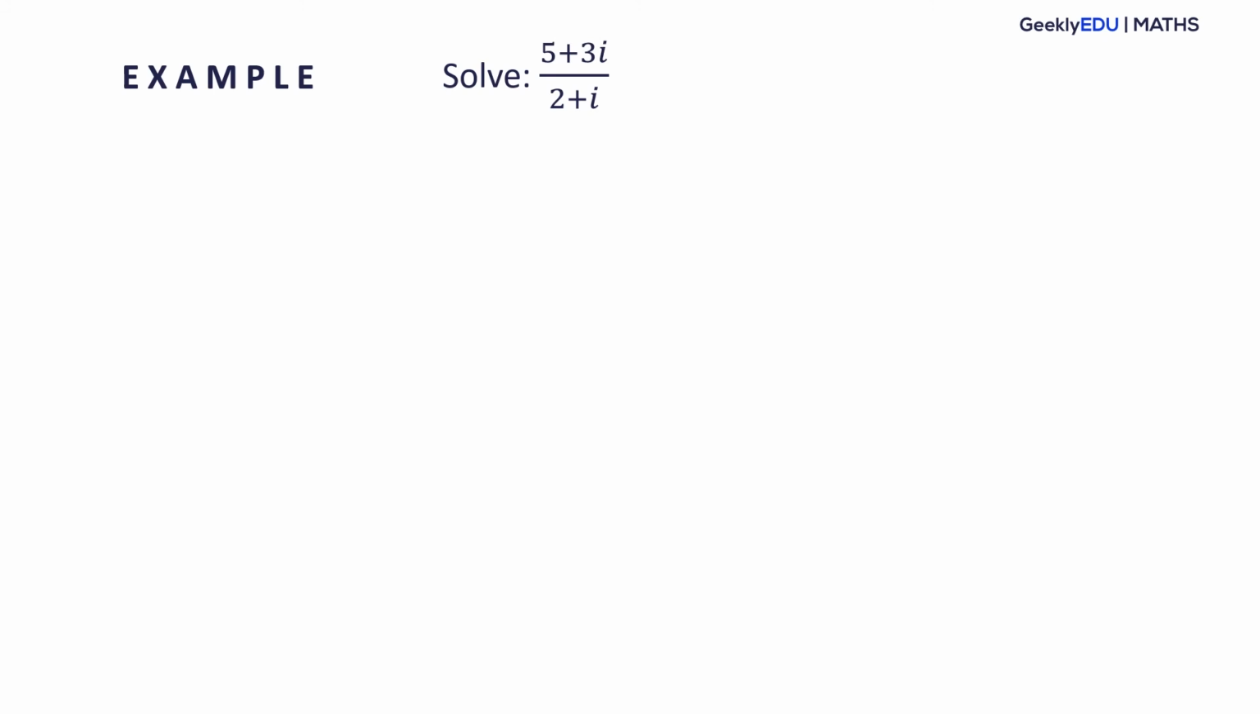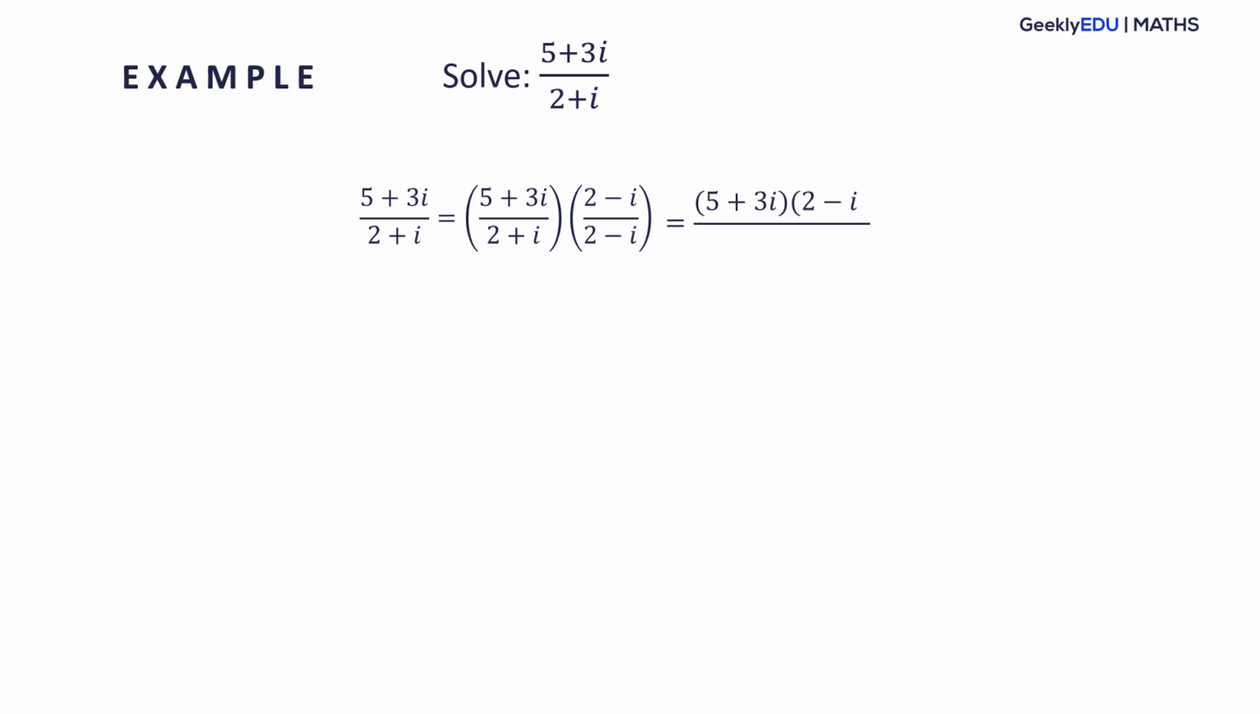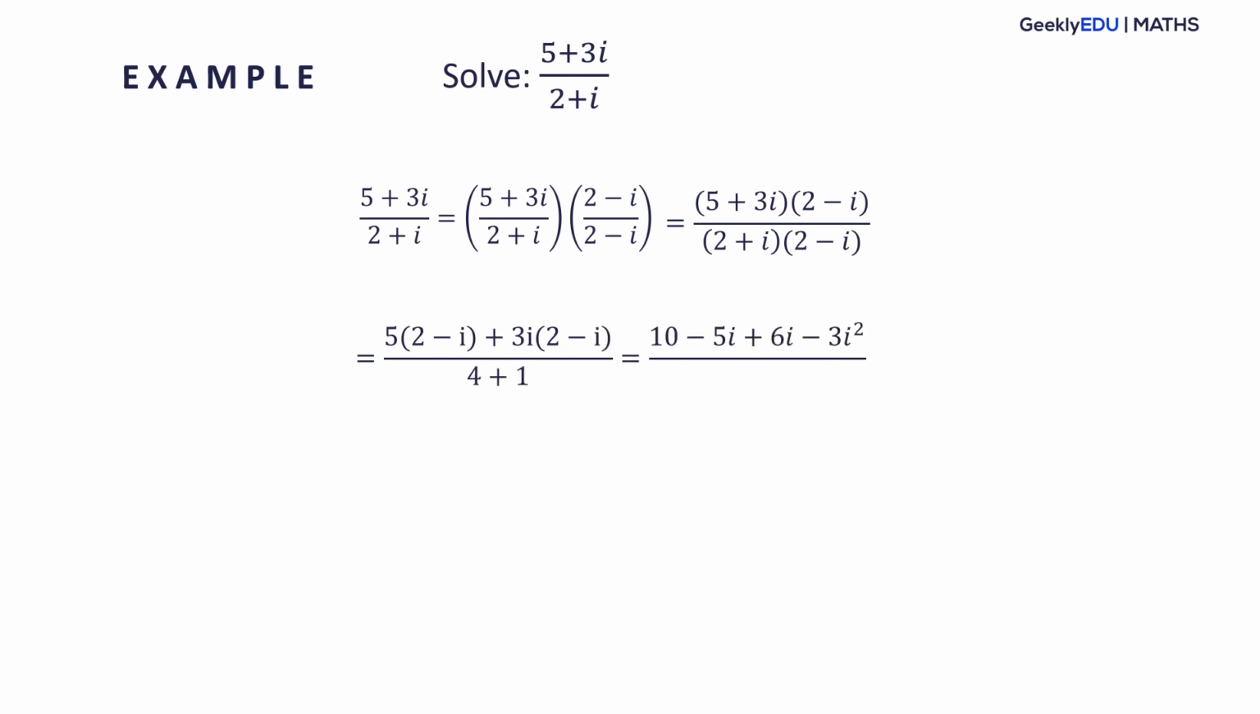Let's solve an example. The first step is to multiply the numerator and denominator by the complex conjugate of the denominator. Then we have to multiply and substitute the i squared, and our final answer can be represented as the binomial form.